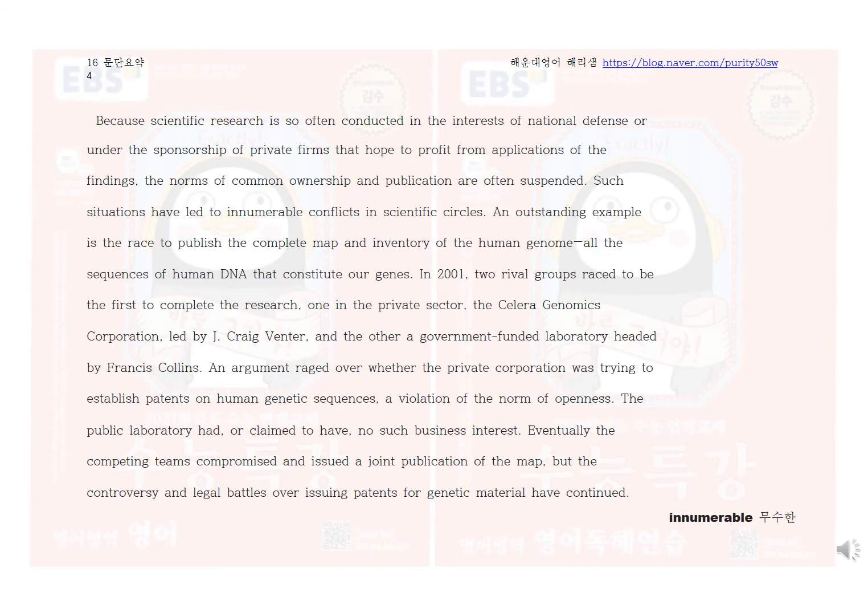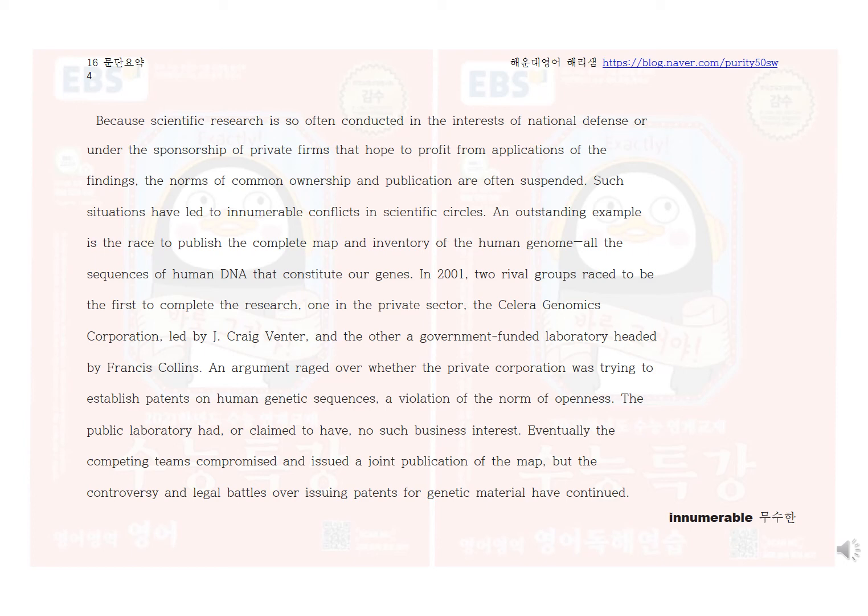Exercise 4. Because scientific research is so often conducted in the interests of national defense or under the sponsorship of private firms that hope to profit from applications of the findings, the norms of common ownership and publication are often suspended. Such situations have led to innumerable conflicts in scientific circles. An outstanding example is the race to publish the complete map and inventory of the human genome. All the sequences of human DNA that constitute our genes.